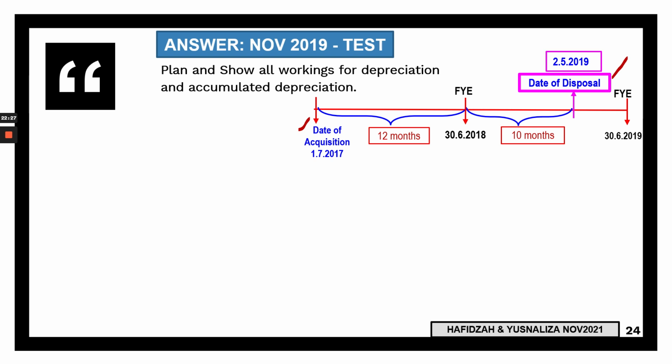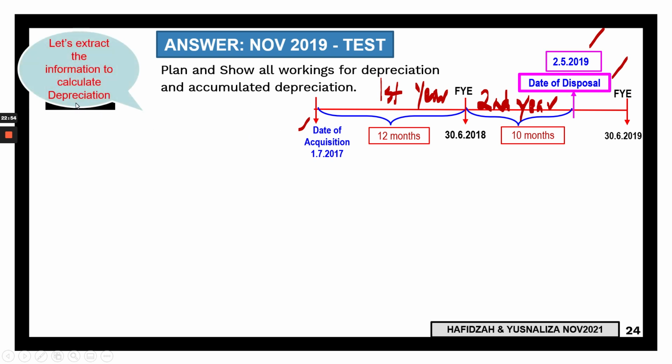So the first year is here. This is the first year. And in the second year, when is it disposed? On 2nd of May 2019. And the year end for that year is 30th of June 2019, which is 2 months later. The company will have to close the accounts.